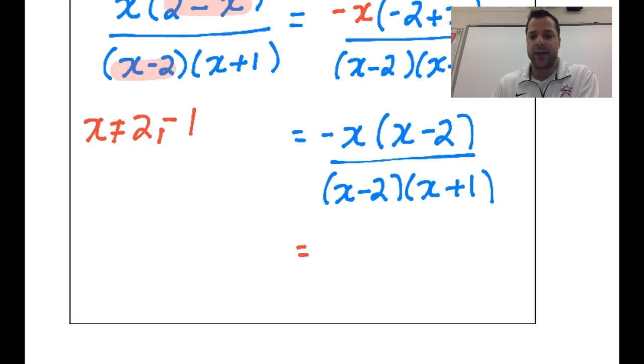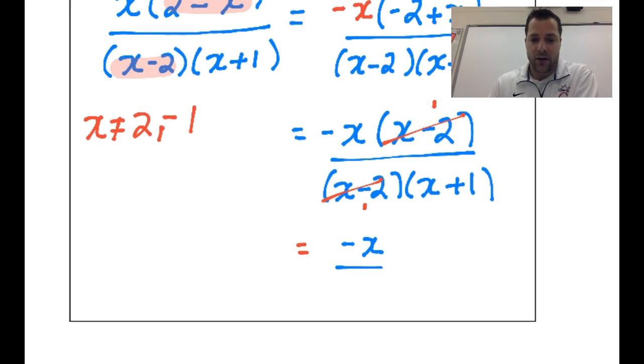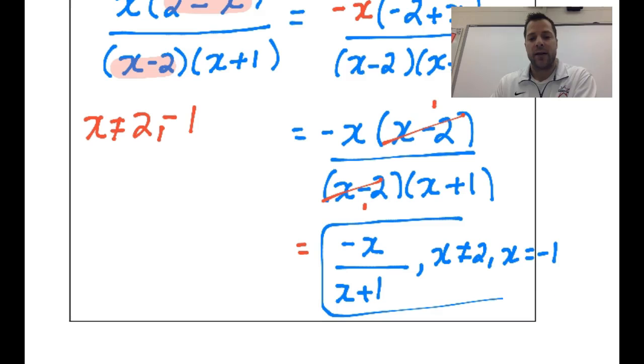And my final answer here, notice how now we can simplify x minus 2, those go to 1. They're the same thing, right? When you divide a number by itself, it's just 1. So the numerator now is negative x over x plus 1. And those are your restrictions. I can label them here too if you want to. They're a little far away. Okay, so that's simplifying by factoring out negative 1.